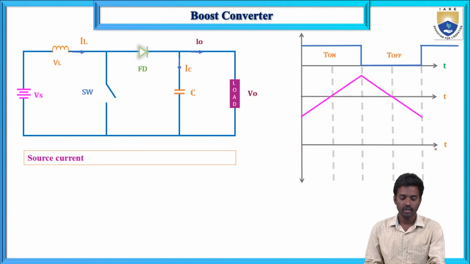And next, the source current. Here P input equals P output. So the input current and input voltage, the source current Is into Vs.